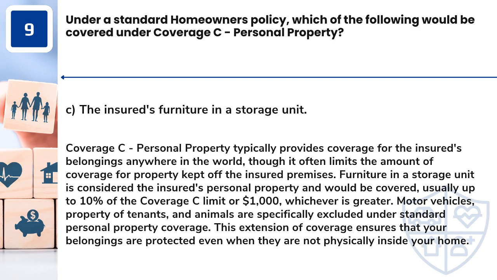Answer: C. The insured's furniture in a storage unit. Coverage C, personal property, typically provides coverage for the insured's belongings anywhere in the world, though it often limits the amount of coverage for property kept off the insured premises. Furniture in a storage unit is considered the insured's personal property and would be covered, usually up to 10% of the coverage C limit or $1,000, whichever is greater.